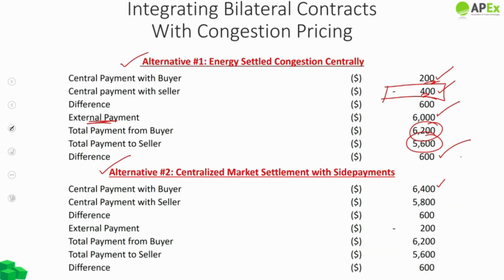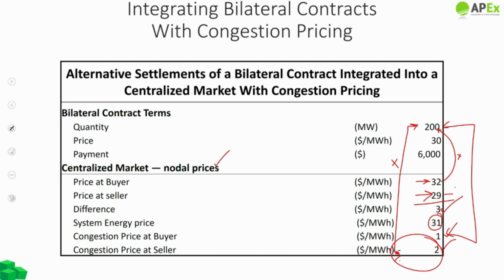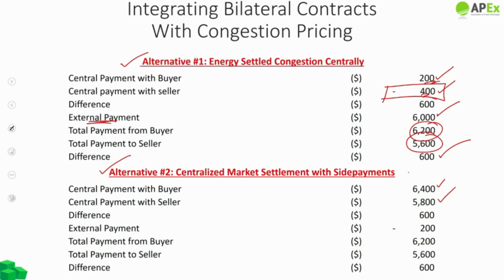The table also shows the seller receiving a payment from the market of $5,800, which equals the seller's LMP multiplied by the quantity sold at the seller's location. The table shows a side payment to the buyer from the seller of $200. This is made outside of the market.